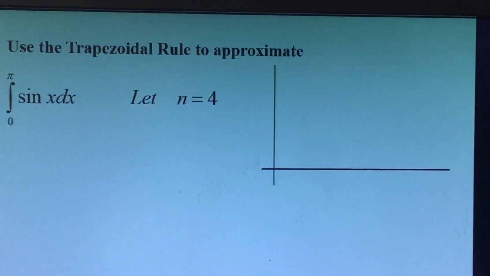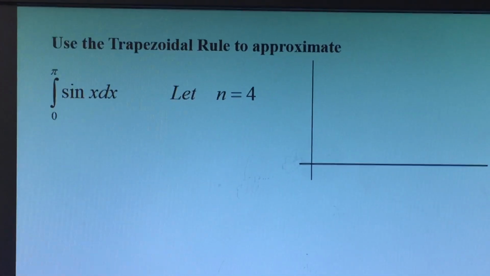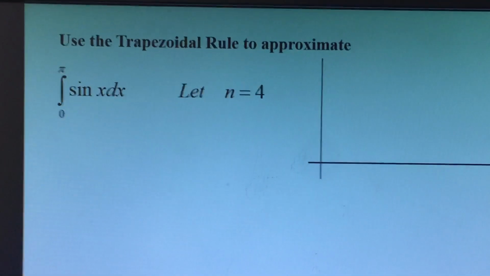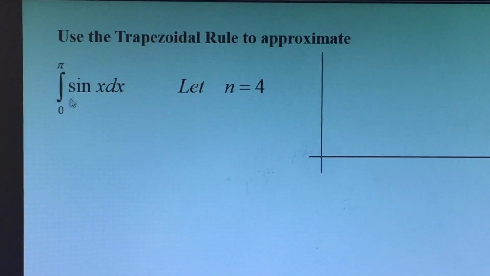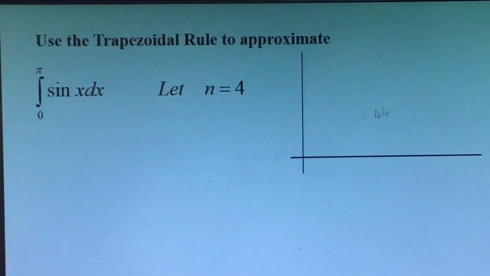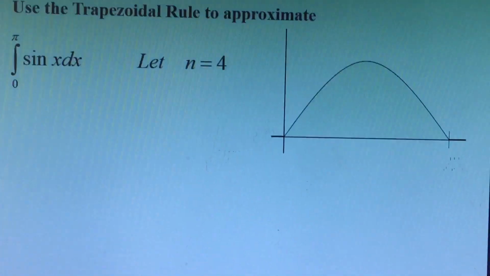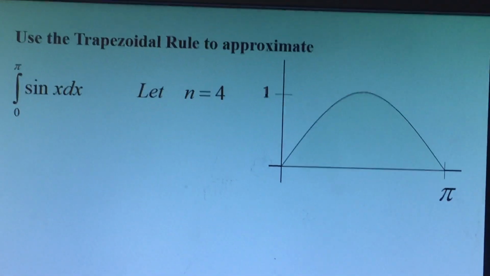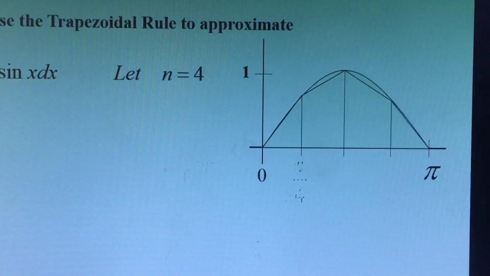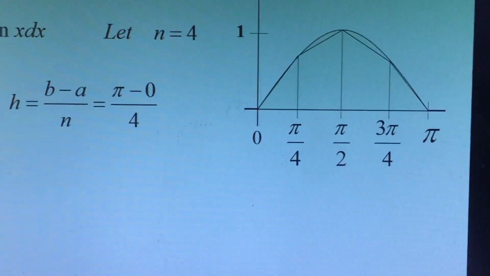So now I'm taking 4 trapezoids here because time is limited. Next I'm going to integrate sine x. We have the boundary 0 to pi, and I'm going to split it into 4 segments. First is 0 to pi, right? The points are 0, pi by 4, pi by 2, 3 pi by 4, pi.